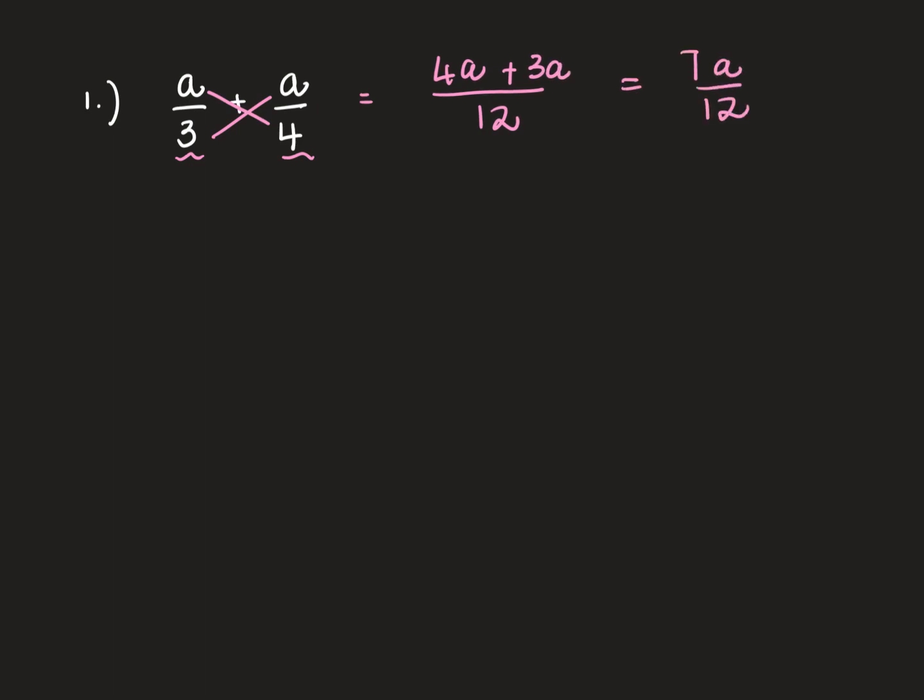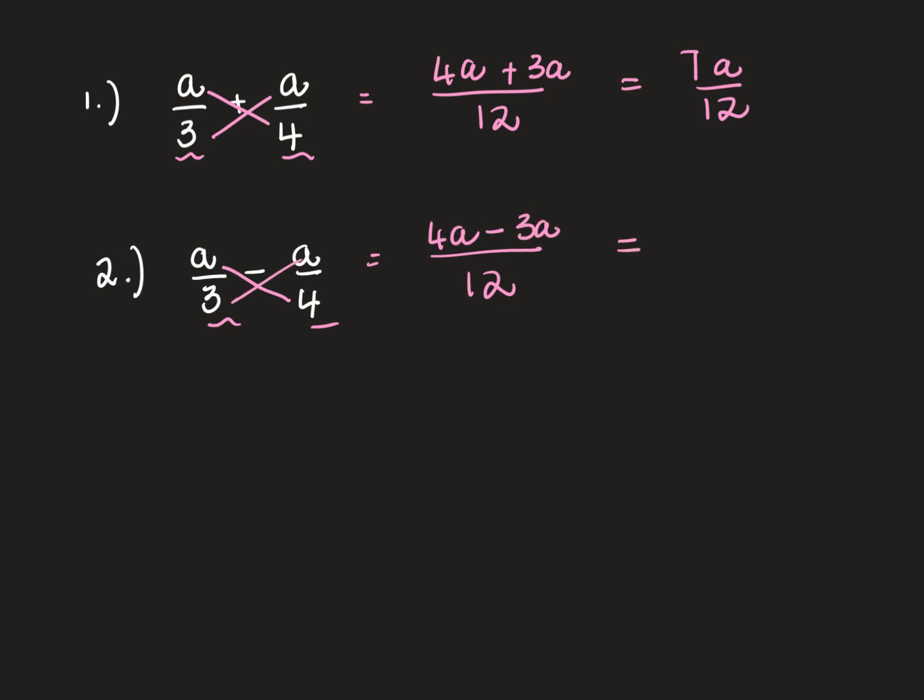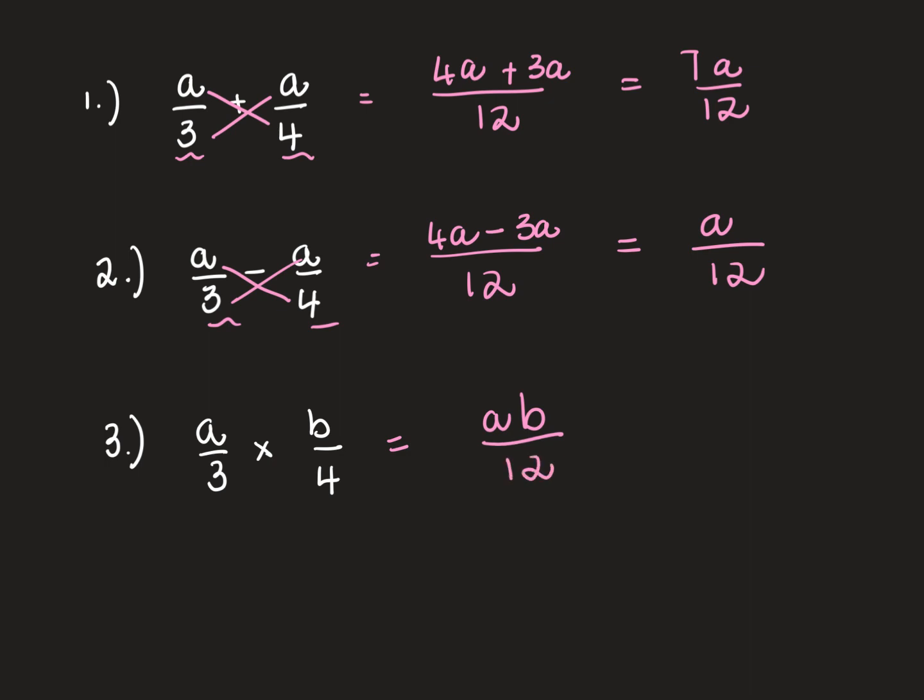Next one, I'm subtracting and the denominators are not the same. So again here, I multiply to get my new denominator. That times that times that, and this time I'm subtracting. 4a take away 3a is just 1a, or as we write that, just a. Next one here, this is just a multiplication. To multiply fractions, I multiply across the top. A times b is ab. Multiply across the bottom. 3 times 4 is 12.